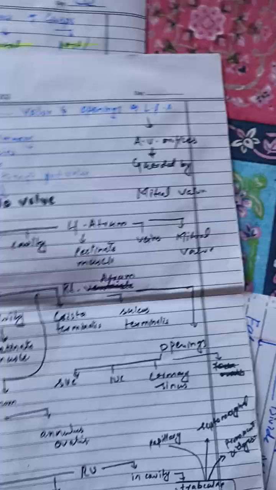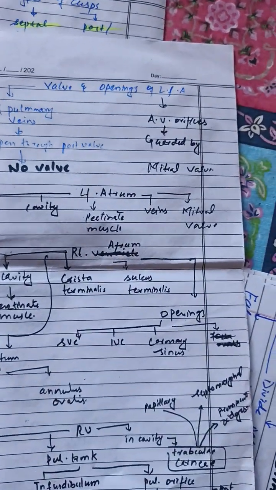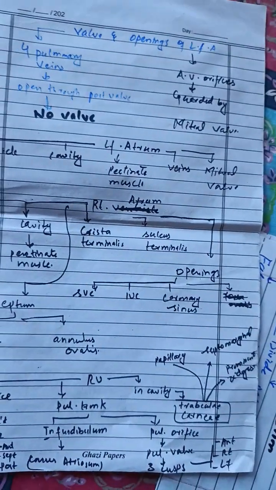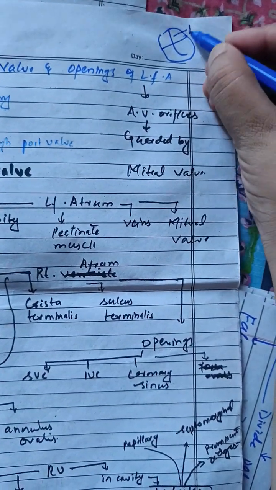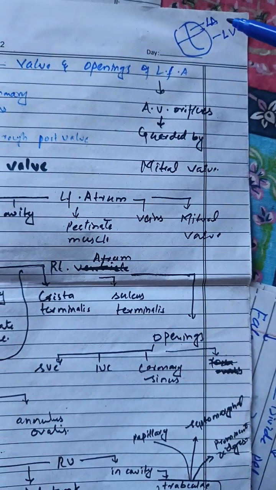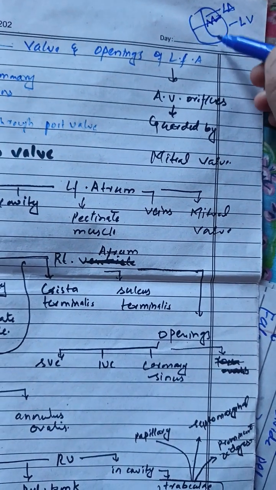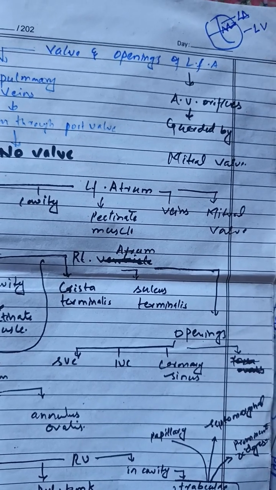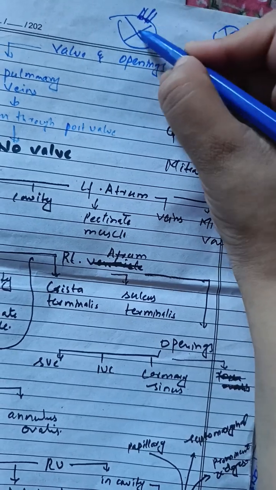Now we will discuss the wall and the openings of the left atrium. There are four pulmonary veins opening into the left atrium, and there is an atrioventricular orifice guarded by the mitral valve. This is the left atrium, this is the left ventricle, and the valve between the left atrium and left ventricle is called the bicuspid valve or the mitral valve. It basically has two cusps, and four pulmonary veins open into this left atrium.